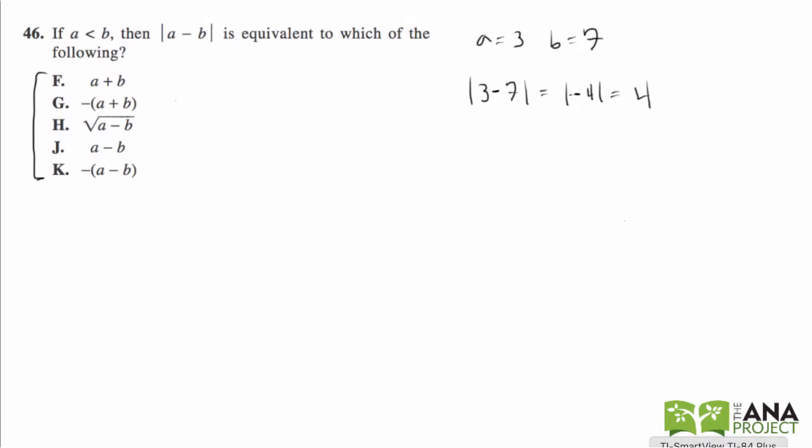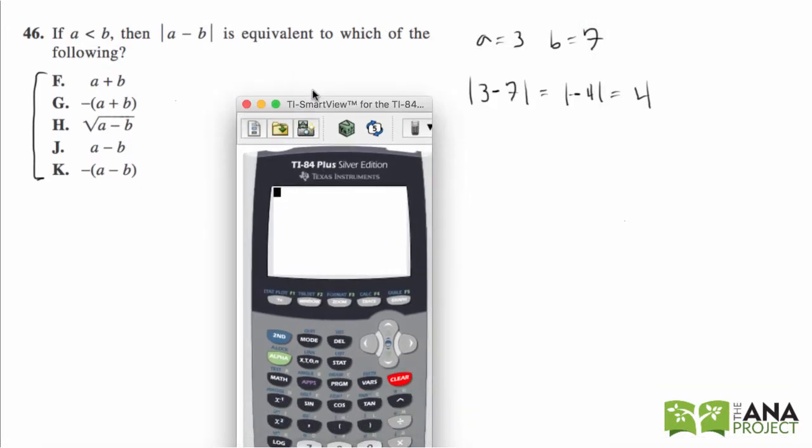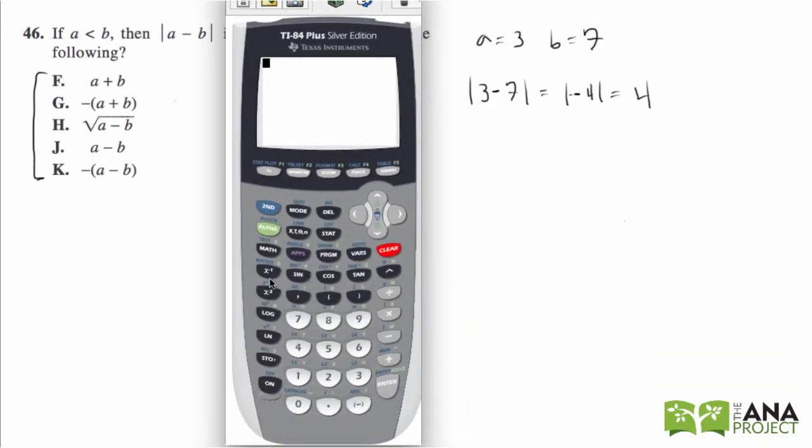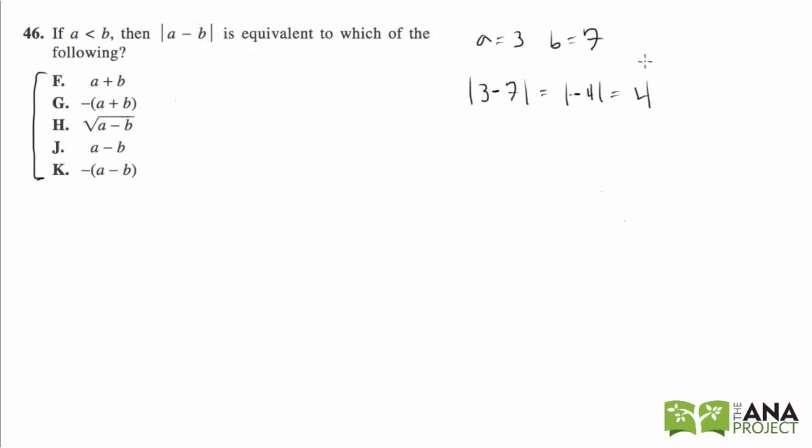And just to show you, if you want to know how to do this on a calculator, you just go to Math, scroll over to Num, ABS, click that, 3 minus 7, positive 4. So this is what we're looking for. The absolute value of 3 minus 7 equals positive 4. So we have to plug these back into the answer choices, see if we get positive 4.